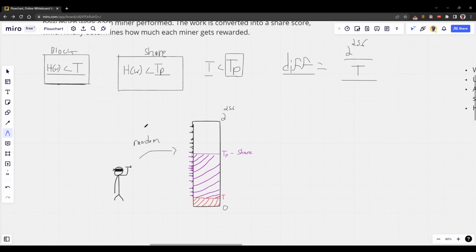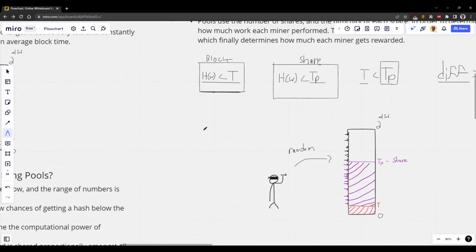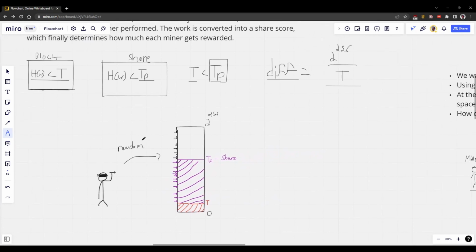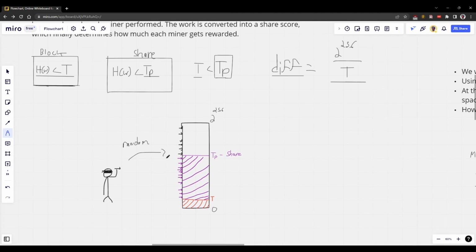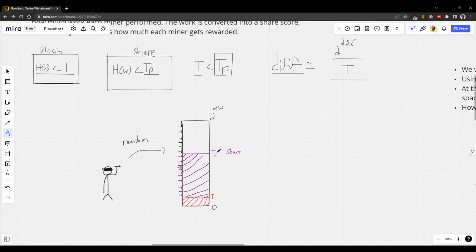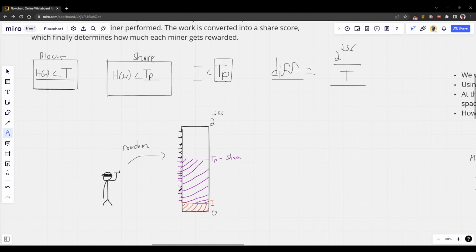Here's an illustration, based off our last one, showing how shares are processed and found by a miner. Because the inequality set by T_P is easier than the inequality set by T, a miner is more likely to create a ton of shares rather than blocks. Mining pools will use all of these shares as they're submitted, take the number of them along with the stratum difficulty, and use that to calculate how much work each miner performed.